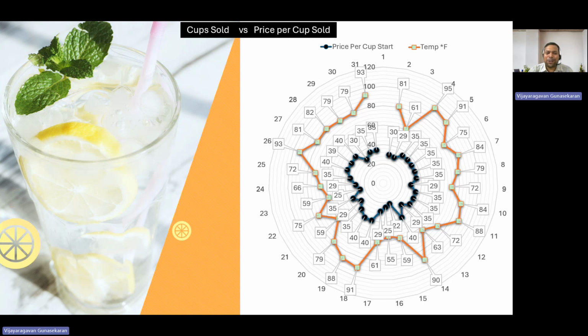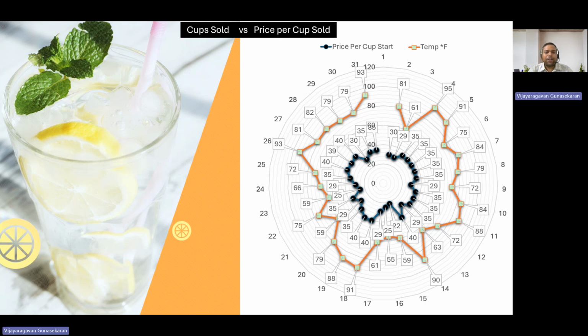This particular 81, 8, 61, 95, 91, 75 are the number of cups sold to the customers when the temperature is higher. The number of cups sold is higher when the temperature is higher. When the temperature is on the lower side, the number of cups sold is also on the lower side. If you can see 55, 50. So when the temperature goes low, the consumption of the lemon juice has been on the lower side.